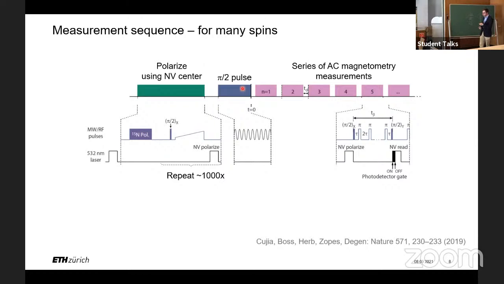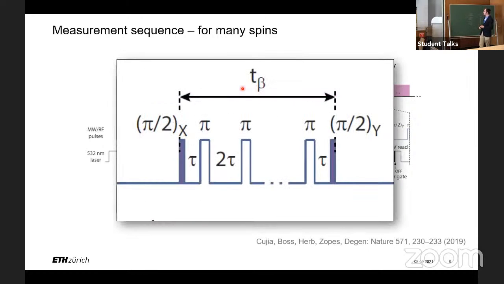And so how does that sequence work? Well, in essence, it is this well-known AC magnetometry sequence. We apply in the beginning a pi-half pulse, then there follows a train of pi pulses, and at the end we apply again a pi-half pulse, but crucially now with a phase difference of 90 degrees. And the interpulse spacing, this 2 tau here, we match to the Larmor precession of the nuclear spins.